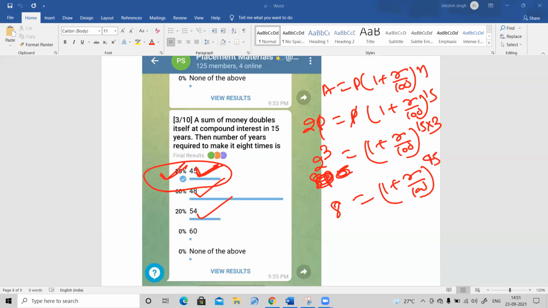Very simple. In 15 years, the amount becomes double. Your amount becomes double in 15 years, and you want 8 times. So whatever power you apply to the amount, you multiply the same power to the time. I want 8 times, so I will do the cube here, and multiply the same power here. That's 45 years. That's it. Whatever power you apply to the amount, the same power you multiply with the time. So that is question number 3.